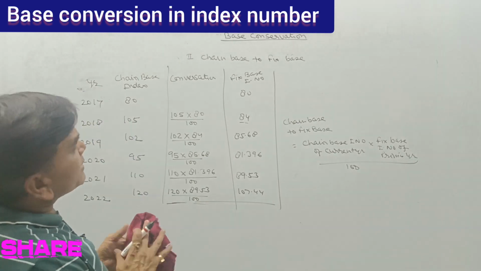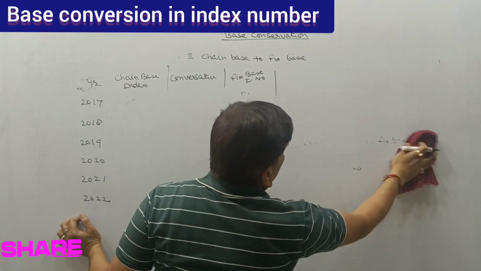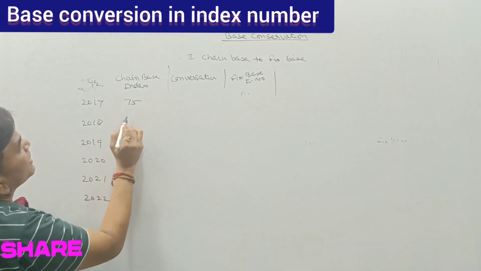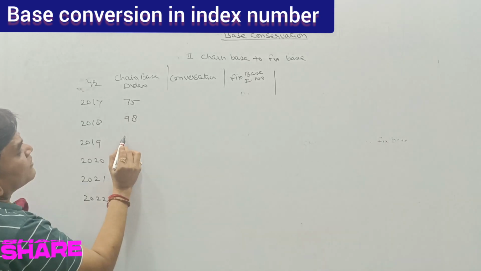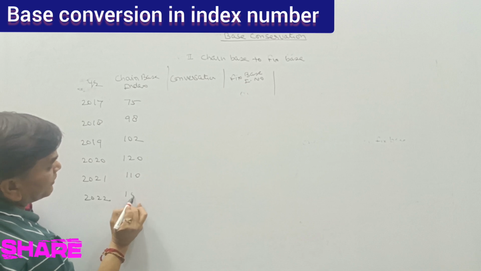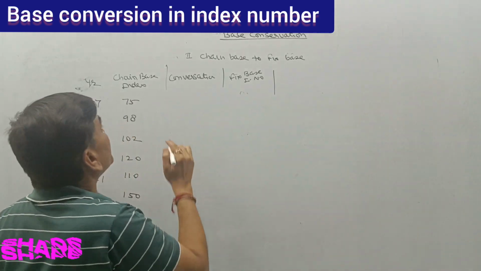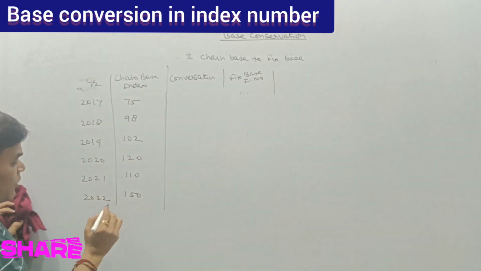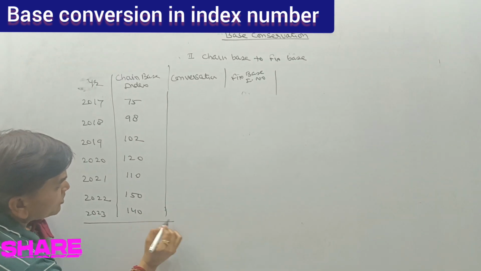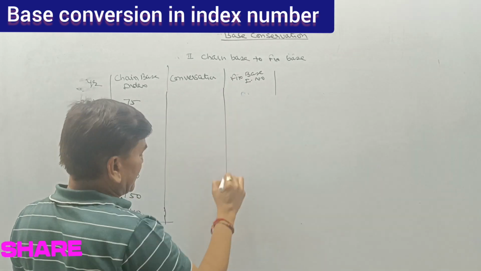I have another example for that. Suppose our chain base index numbers are given: 75, 98, 102, 120, 110, 150. One more, for 2023, the number is 140. This is the chain base index number we have given, and we have to change it into fixed base index number.